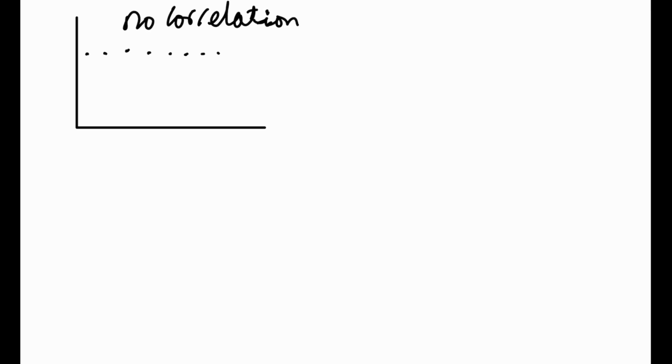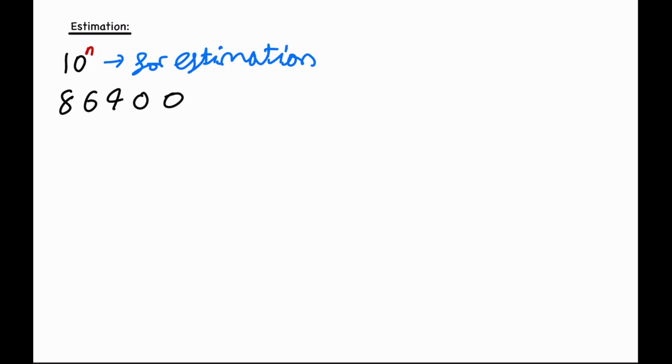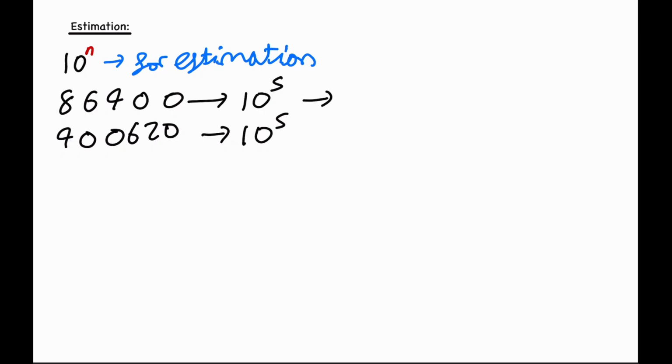Now let's move on to estimation. When you estimate, you always estimate to a power of 10. So x to the n, for example, x to any number. For example, 86400 approximates to be 10 to the 5. 400620, we can approximate to be 10 to the 5 as well, because in this case you round up, because you have 1, 2, 3, 4, 5.